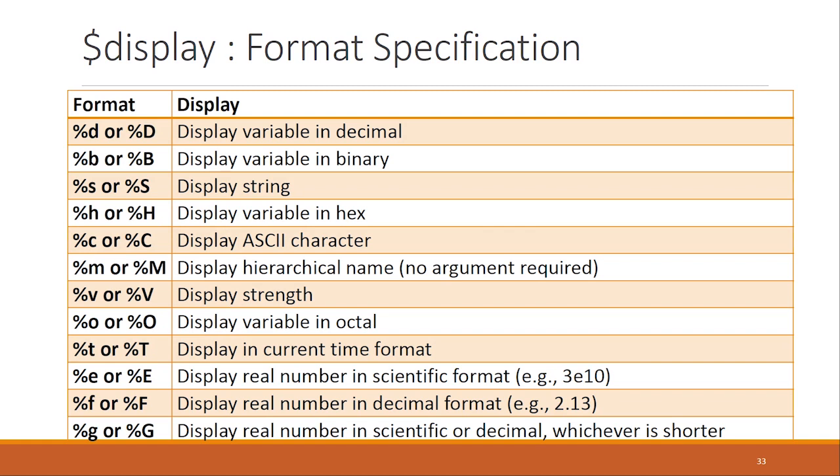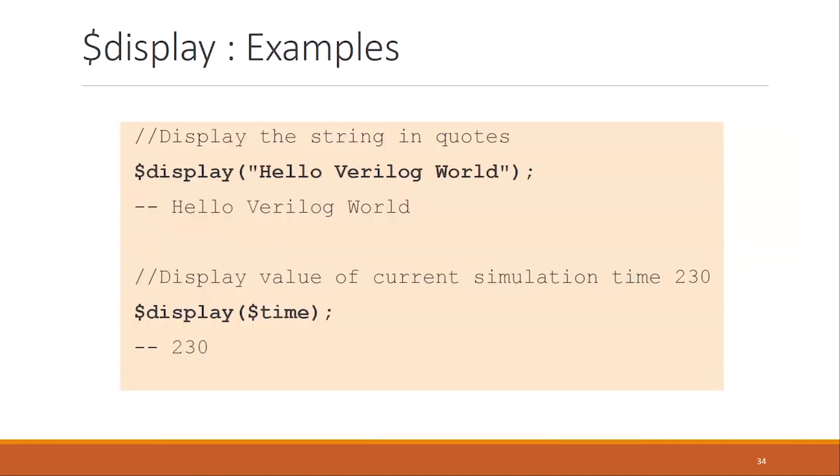And for display, there are format specifiers that you can use. Some of them are similar to what you see in C, but there are additional formatting specifiers you can use with the display system task. You can use this %d to display a variable in decimal, and you can use %p to display a variable in binary, and you can refer to the rest of the table to get more information regarding formatting specifiers you can use with display command.